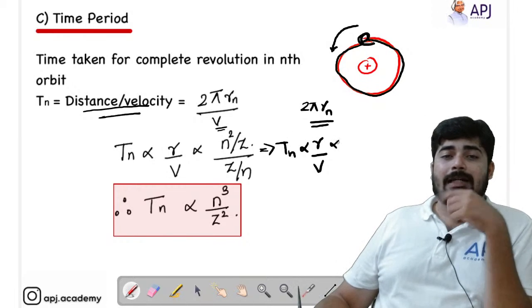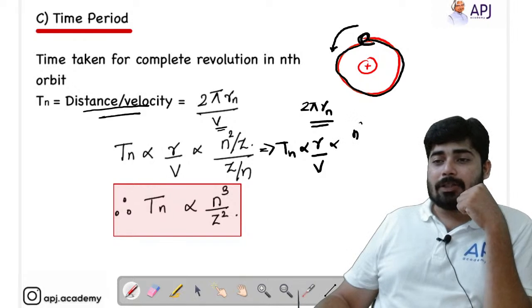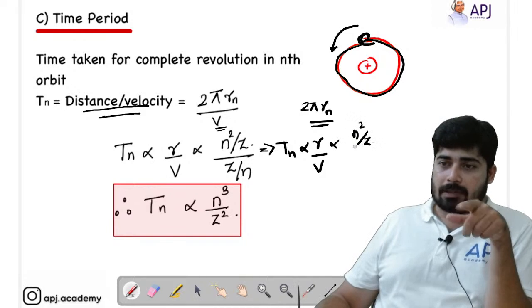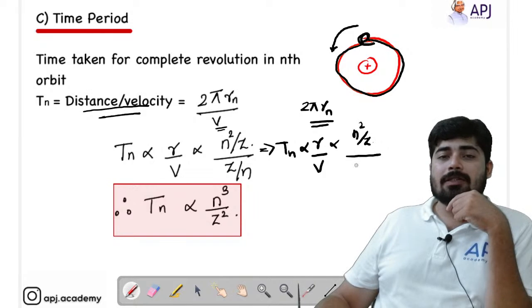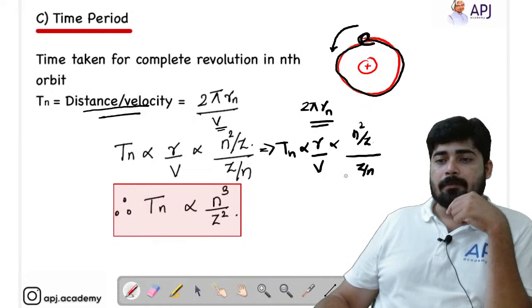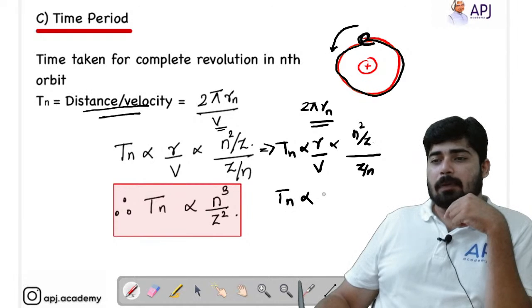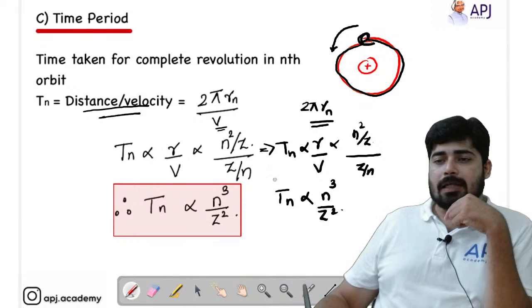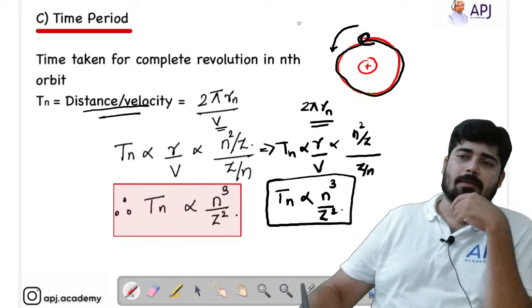From here we know that radius is directly proportional to n square by z. We have studied that, and we know that velocity is directly proportional to z by n. So we get a new relation that time period is directly proportional to n cube by z square, which is a very important relation. n cube by z square.